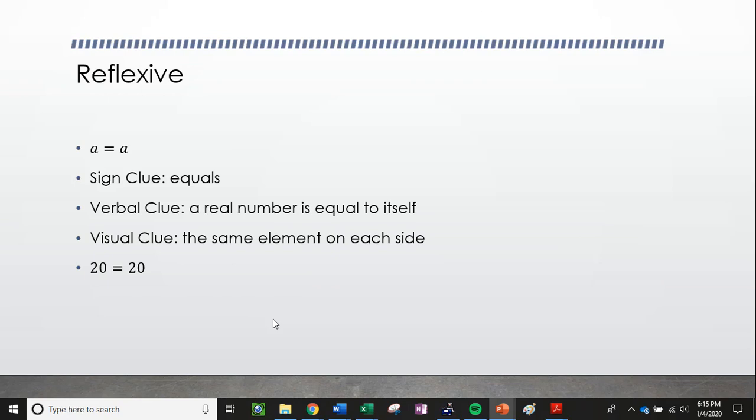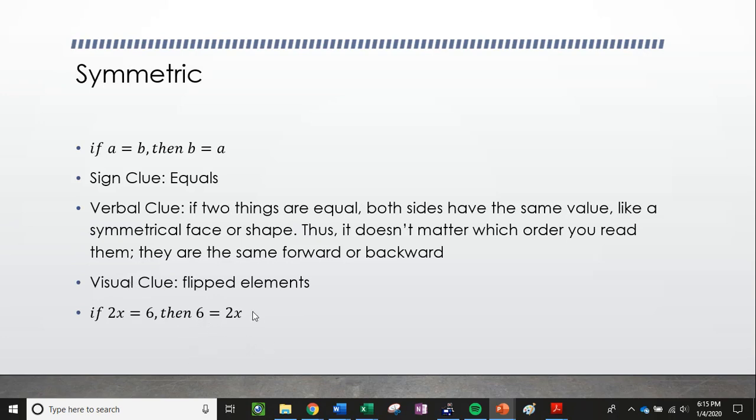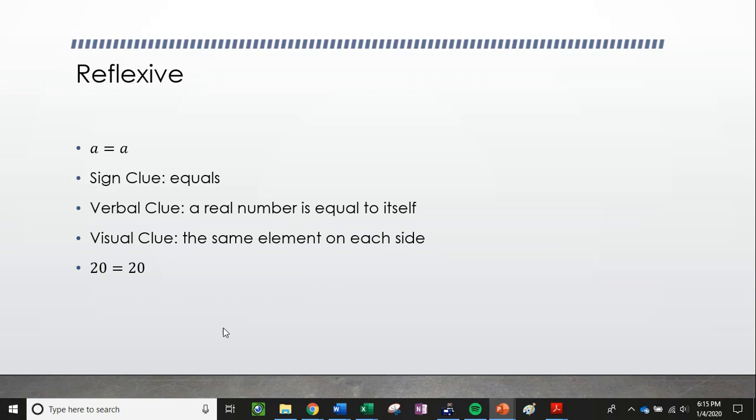Reflexive. This one's pretty straightforward too. A real number is equal to itself. It's like looking in the mirror and seeing your reflection. A equals A. You see the same element on each side. 20 equals 20. That's a property of reflexive. You're going to think about that equal sign as a mirror. And this is different than symmetric because remember, in symmetric, you can flip and read it kind of forwards or backwards. So there's got to be something different on each side. Not the case with reflexive. It's the same thing on each side, looking in the mirror.